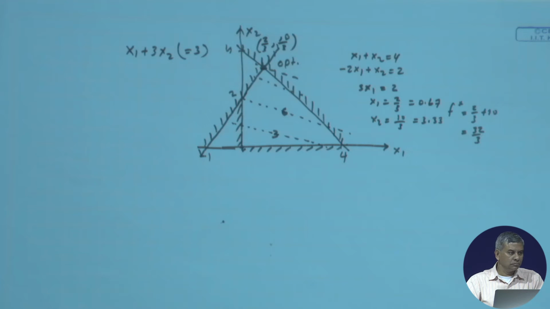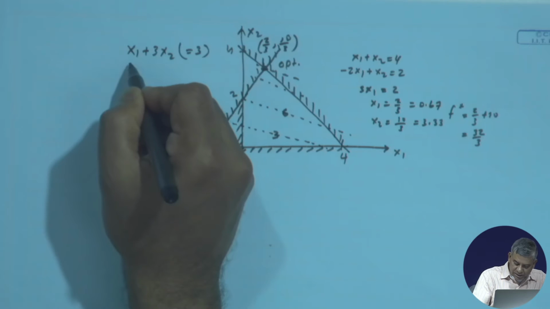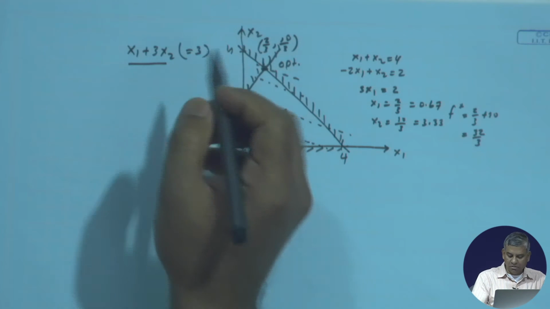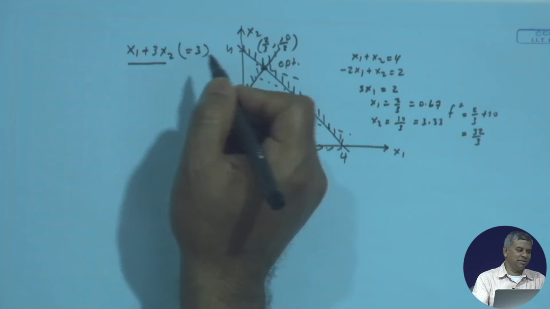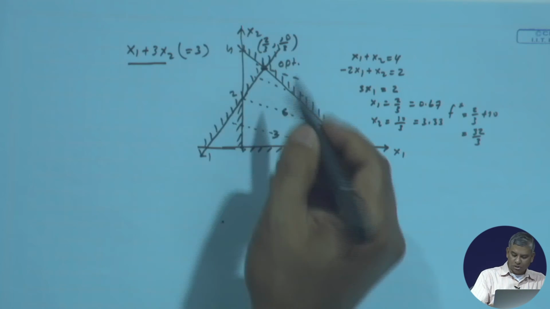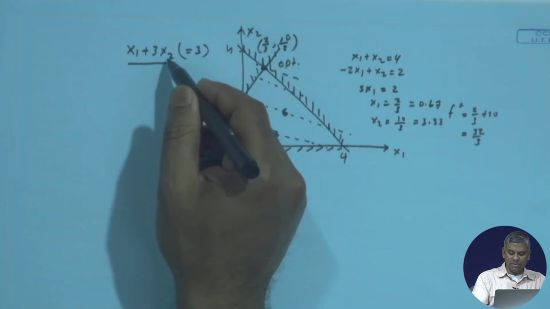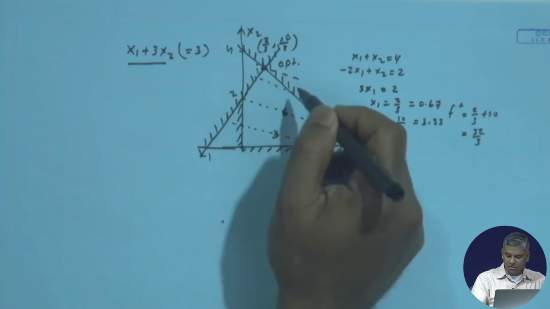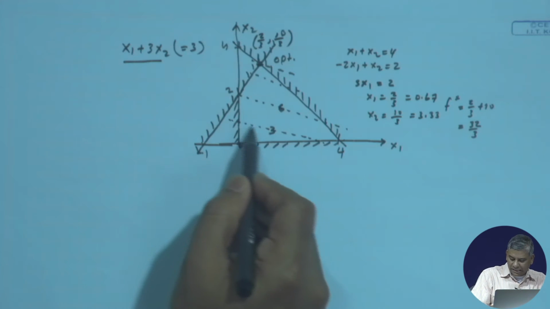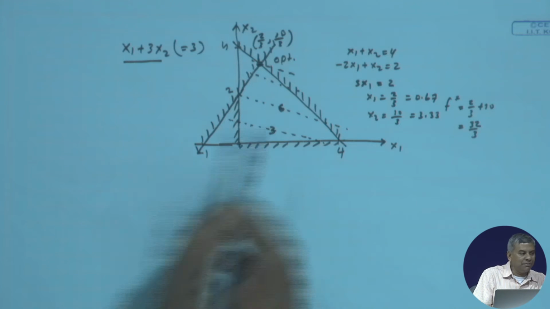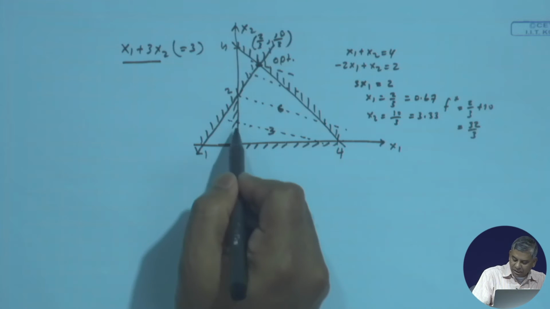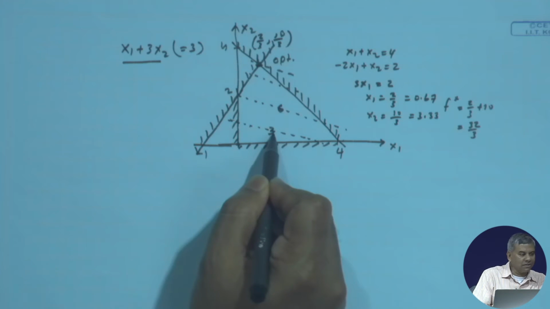How to get the contour line? You have the objective function, which is this. Now you assume some value, because there is no right hand side for the objective function. Say it's 3. Now you can draw the line x1 plus 3x2 equal to 3, like you have drawn the constraint. Here is that line I have drawn. Since I have assumed 3, any point on the line will have a value 3. So the function value for that contour line is 3.